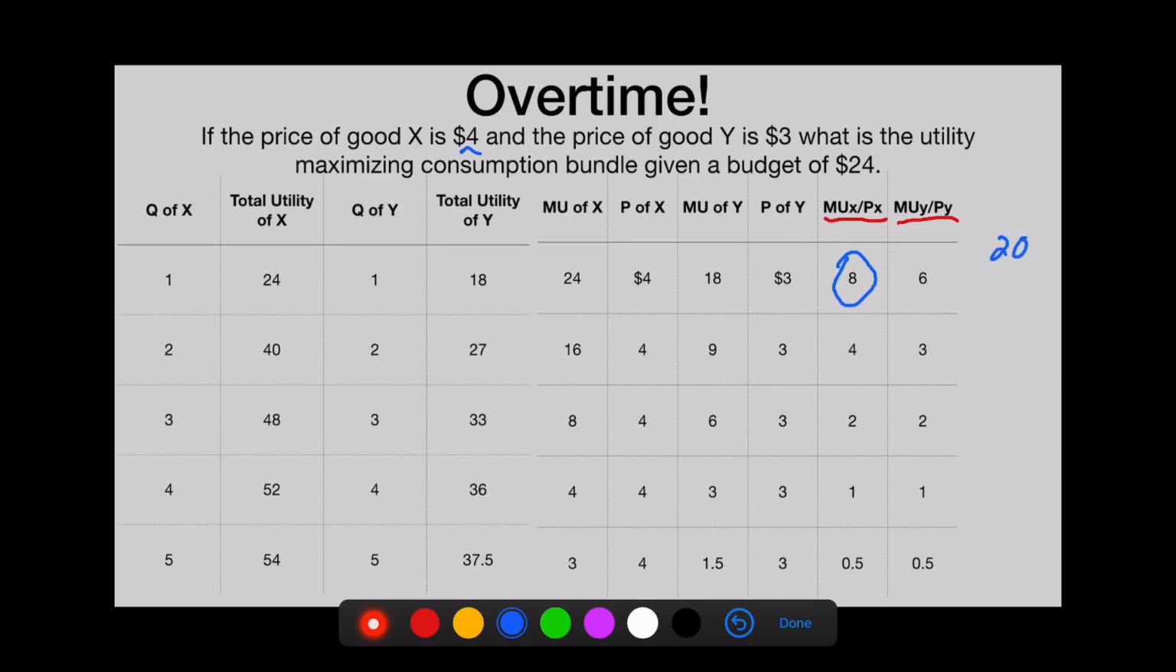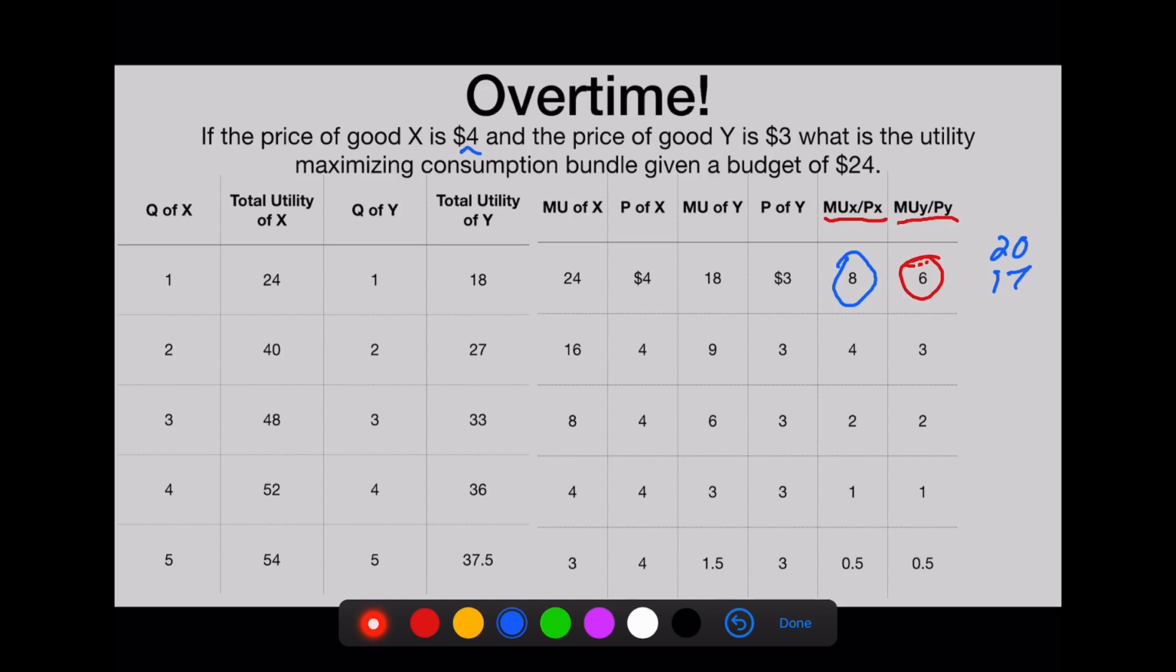How do we want to spend our next money? Well, we can either spend it on y and get 6 or x and get 4. In this case, hey, we want to get 6. That's great. How much did it cost us to get that 6? Well, that's going to cost us $3. So how much do we have left? 17. So on and so forth.